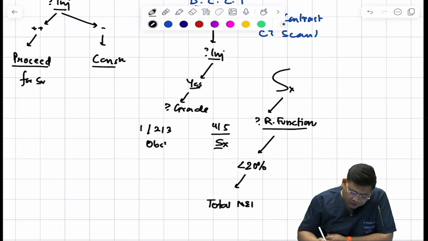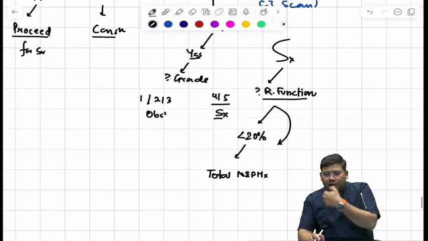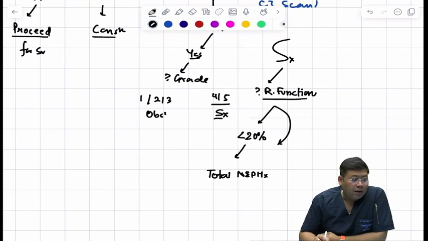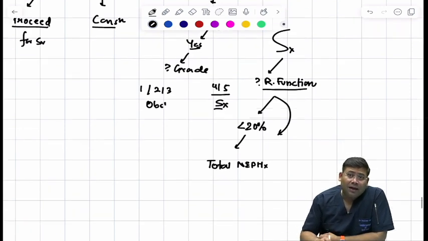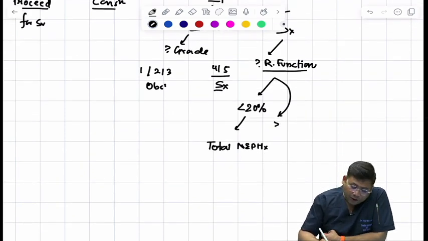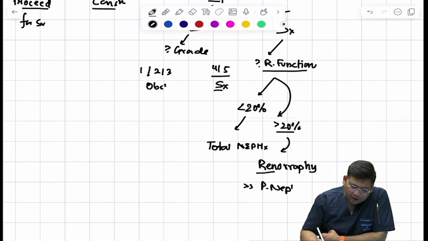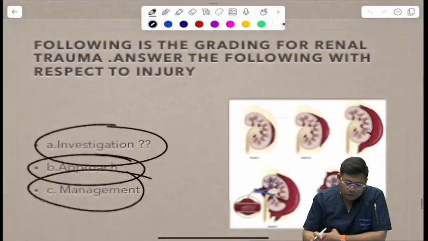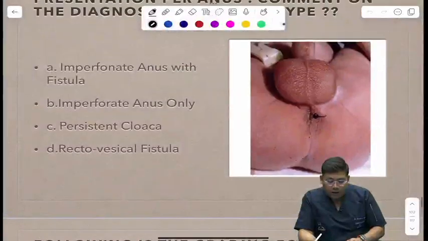Why? Because less than 20% will not suffice. The minimum functional residue of the kidney that we require should be at least more than 20%. If it is more than 20%, always try to go for renorrhaphy. So renorrhaphy is preferred over partial nephrectomy. So this is all that we need to understand about renal trauma.